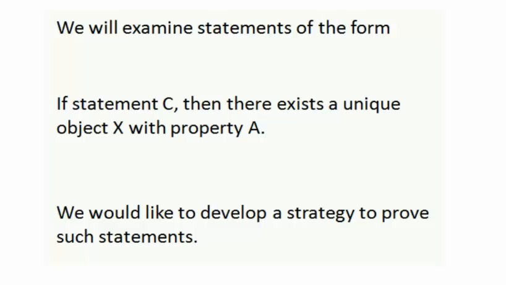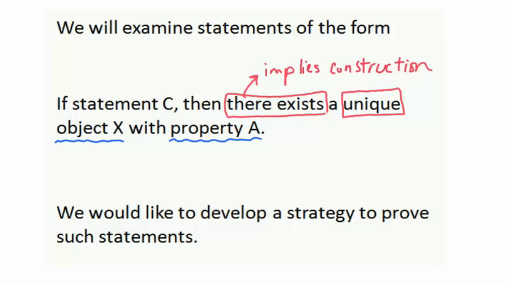Now I want you to be able to compare and contrast to the last lesson. Notice that the three things from our last lesson are also present in these kind of statements. We have object X, we have property A, and we also have the word unique. What makes this statement a little bit different from our last one is we also have the phrase, there exists. This phrase implies that we're going to be using the construction method to show that there actually is an object X that has property A.